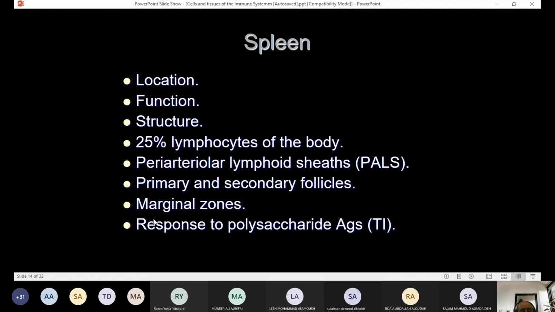Well, طبعاً over there we can have what we call the marginal zone, the area between the white pulp and the red pulp. Response usually to polysaccharide antigens could take place also in the spleen.